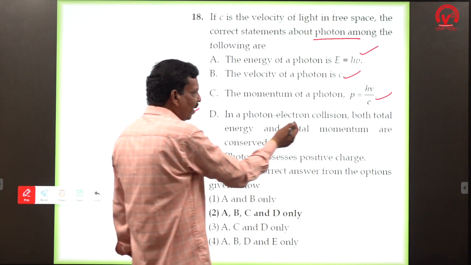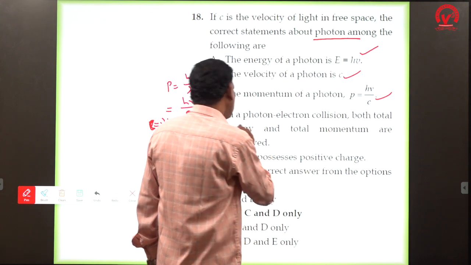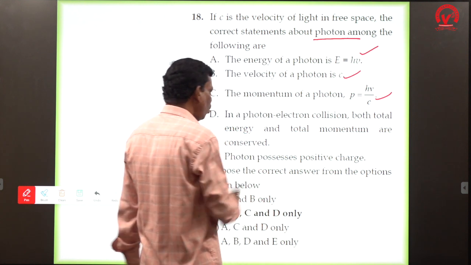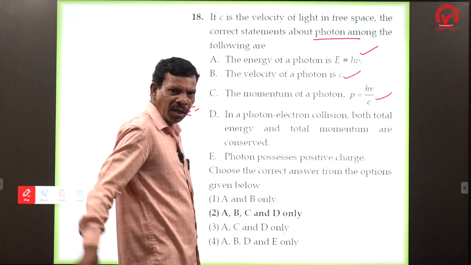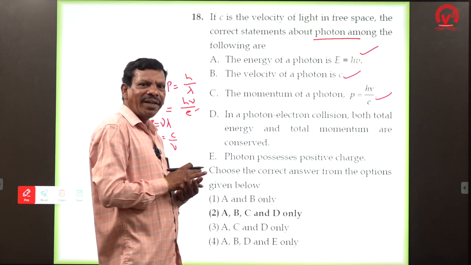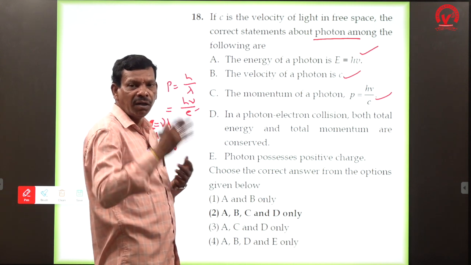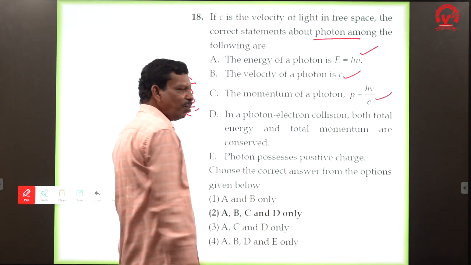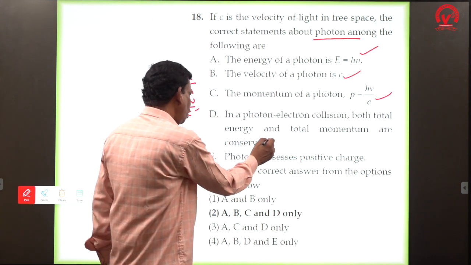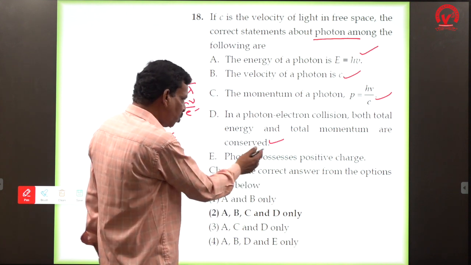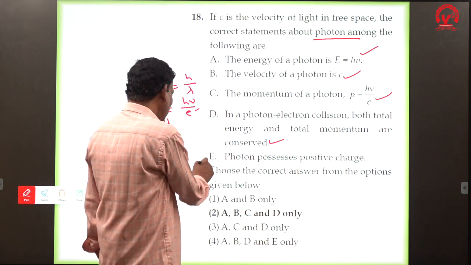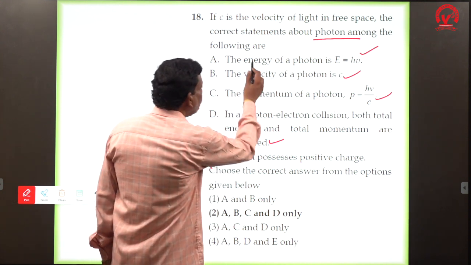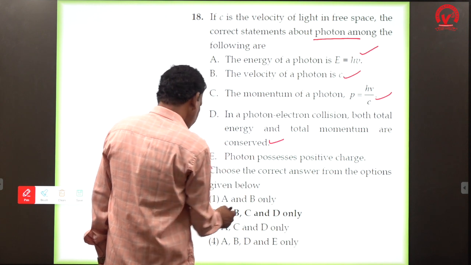Next, in a photon electron collision, both energy and total momentum are conserved. Why? Because a photon electron collision is an elastic collision or head-on collision, so both energy and momentum are conserved. It is also correct. And photon possesses positive charge. So it is wrong. So what option do we have? 1, A, B, C, D.